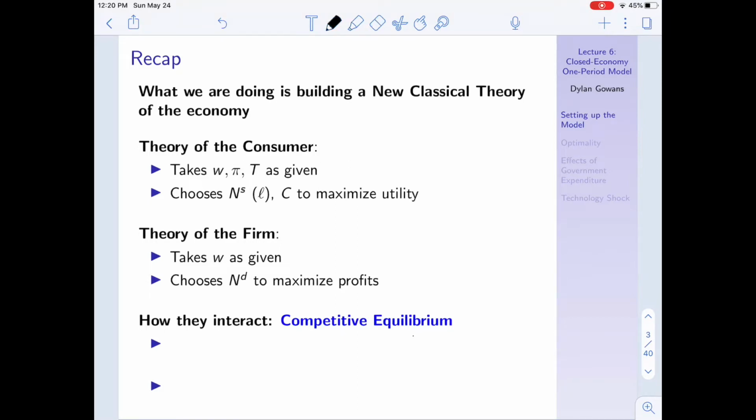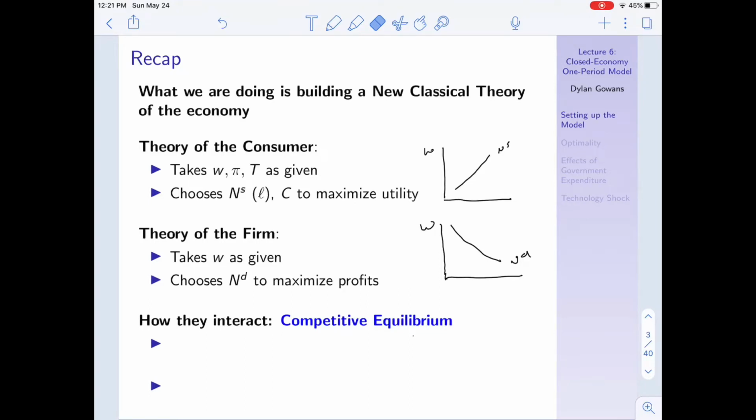And so really, if you think about it, the theory of the consumer looks at the wage, and then given the wage decides, for example, how much labor to supply, which gives us a labor supply curve. The firm, meanwhile, also looks at the wage, so that's our price in the economy, and given that wage, chooses its labor demand. And so now what are we going to do? Given those two pieces of the puzzle, the theory of the consumer and the theory of the firm, we need them to interact somehow.